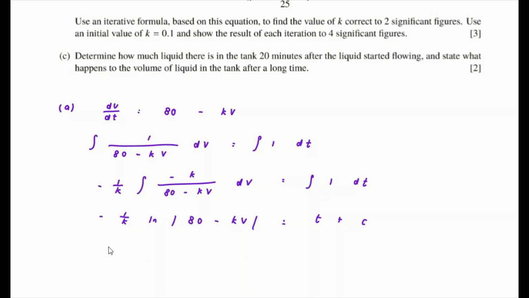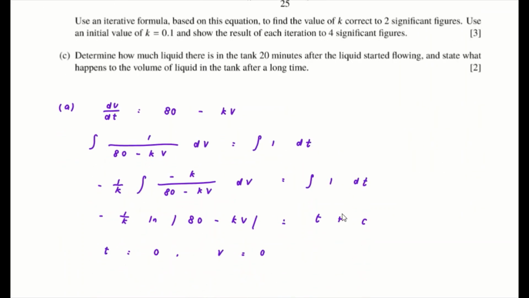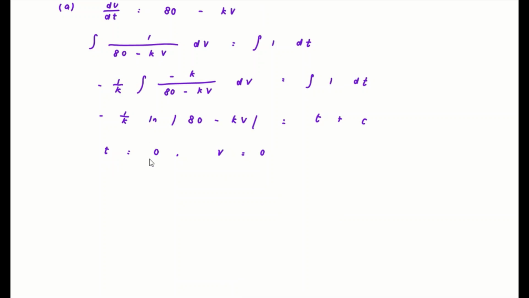Just now we said when the time is 0, the tank is empty, right? So V equals 0 from the first sentence of the question. Initially the tank is empty, so t equals 0 and V equals 0. Let's substitute. Negative 1 over k ln, you're left with 80 here, equal to 0 plus c. This is basically your c. To write it completely, minus 0 equals 0 plus c. So c equals negative 1 over k ln 80.